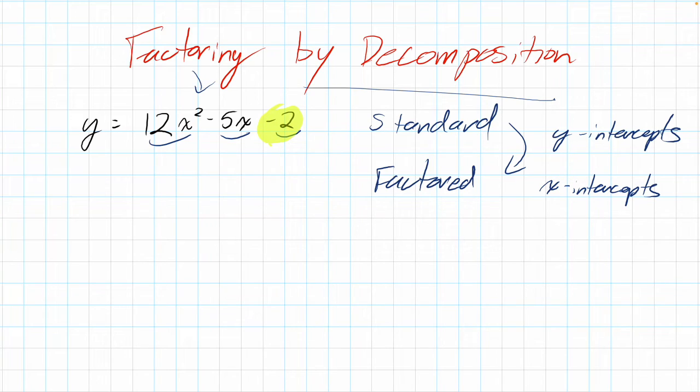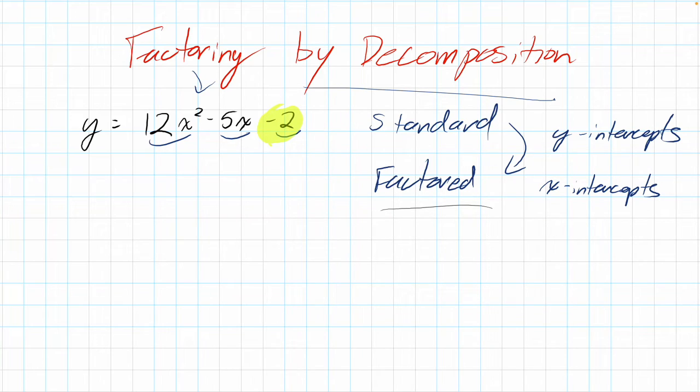So if I want to find the y-intercept, I'd use standard. But if I want to find the x, I then factor. Factoring is a better style. It's easier to use. I mean, you can start plugging in randomly and trying to find it, but that's very tedious and inefficient. So we use this for efficiency.